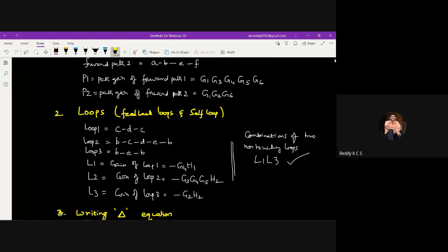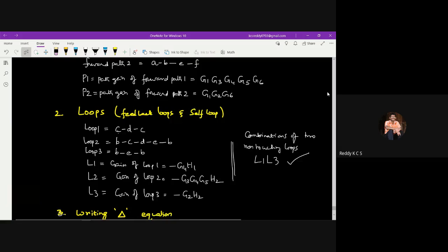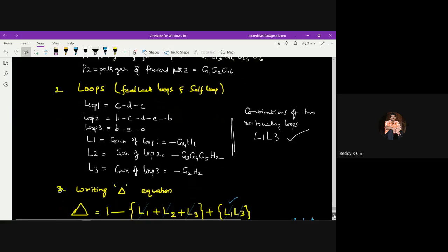And B, C, D, yes, there is a B. And B, E, B, yes, there is an E and B. So these two are touching. You can eliminate these two loop gains which are touching to that forward path too. So only L1 is left over in the del equation.